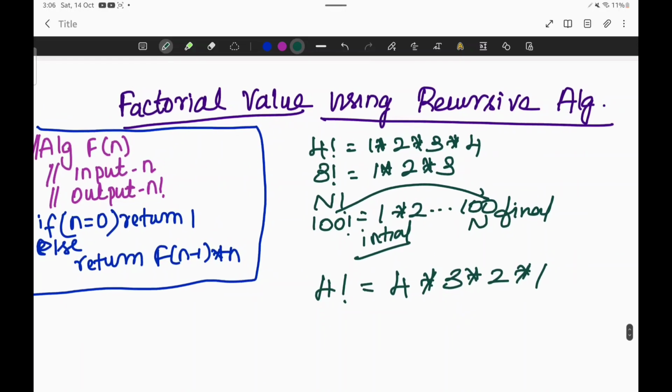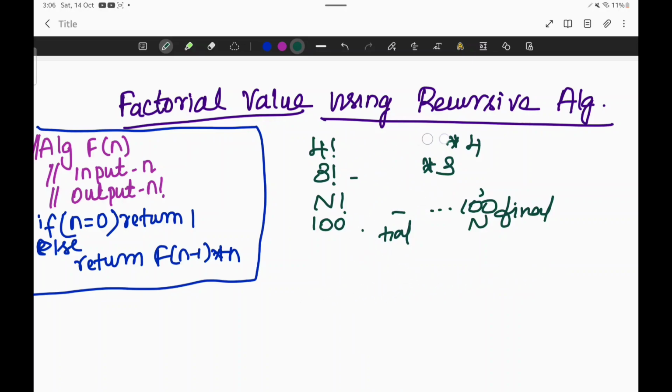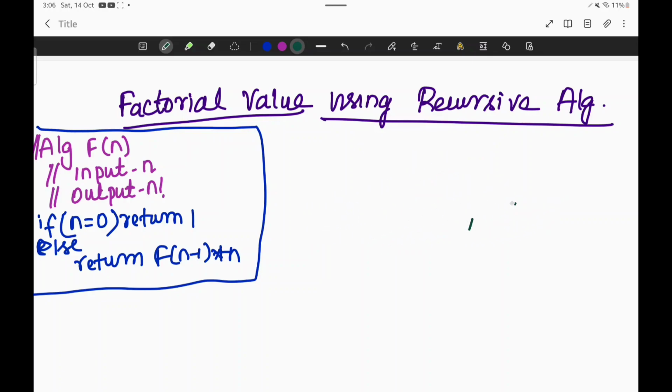Recursive algorithm means calling the function by itself, and it will stop at one situation. Where will it stop? When the value becomes 1. So we shall start from the initial value 4, and we have to stop when it reaches the base value. What is meant by base value? A base value should be given for each and every recursive algorithm. So consider n is equal to 4. N is equal to 4 means we need to find 4 factorial. When n is equal to 0, we will stop calling the function itself.